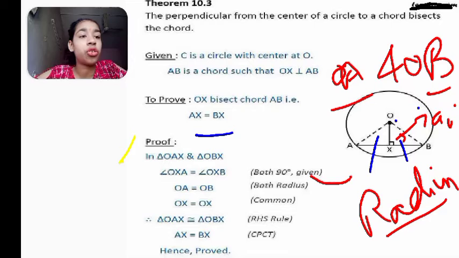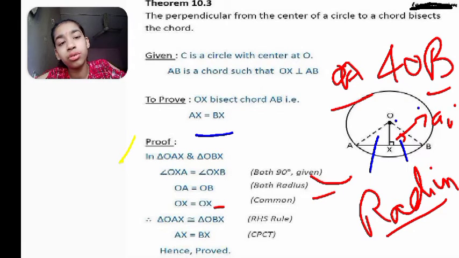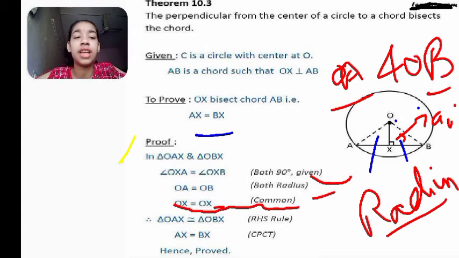And OA equals OB because they are the radii of the circle. Both radii of a circle are always equal, and OX equals OX because it is common. So by RHS, as the right angle is given, the hypotenuse is given, and the side is given, triangle OAX is congruent to triangle OBX by the RHS congruence criteria, and by using CPCT, AX equals BX. Hence it is proved.